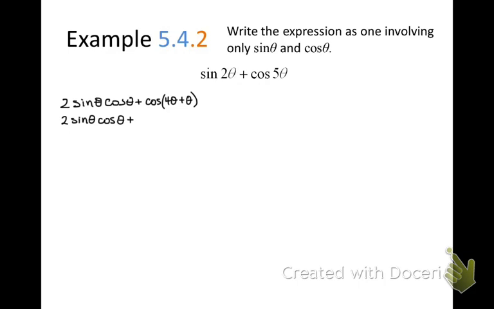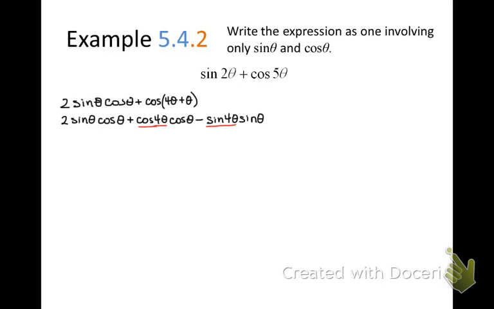Now I have to expand my cosine out. So if you go back to your cosine expansions, this is the cosine of 4 theta times the cosine of theta minus the sine of 4 theta times the sine of theta. So what you have now, the only things that you have left that still are not in terms of just theta are this term and this term, right?